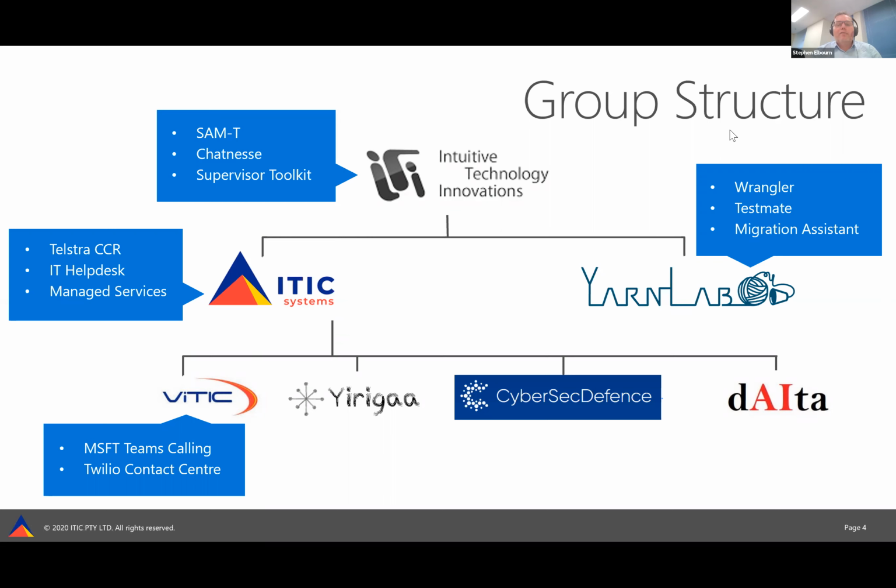So we have Vitic, which is where we have our cloud telephony and contact center solutions; Uriga, which is an indigenous company focused on cybersecurity; CyberSec Defense, which is a cybersecurity company; and Data, which is where the patent that we've registered around AI-enabled education sits. So ITIC, through the software developers in ITI, is developing AI machine learning algorithms in Data. And ITIC will be the master of the platform moving forward as we go out into the market.